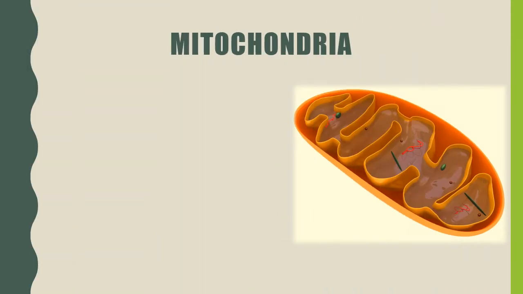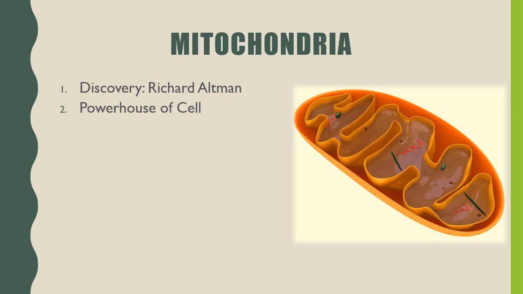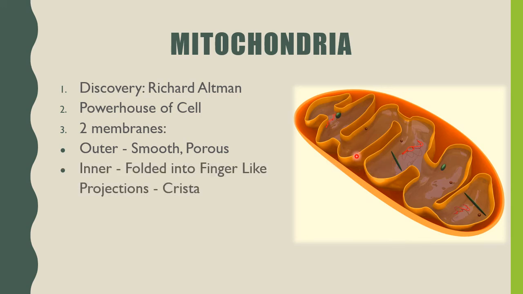Now we come to one of the most important cell organelles, the mitochondria or the powerhouse of cell. Now what does a powerhouse in your city do? Supply electricity or power. Mitochondria makes energy for the cell. It burns the food and converts it into energy. It has two membranes. The outer membrane is smooth and the inner membrane is folded into finger-like projections. These finger-like projections are known as crista.